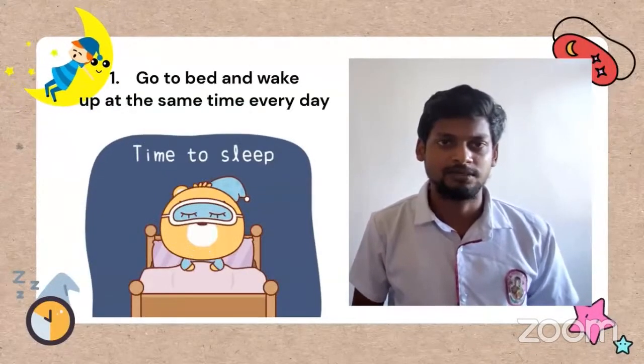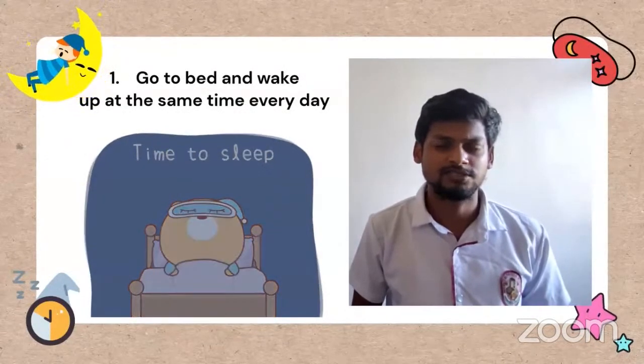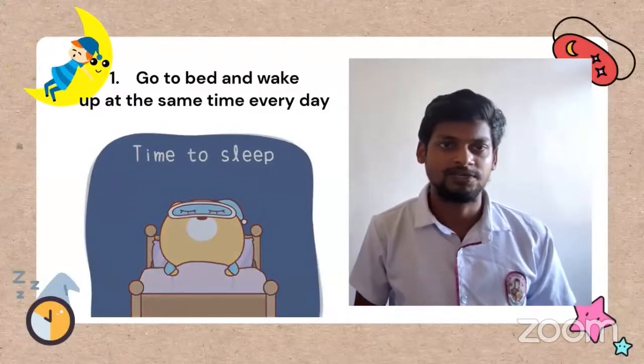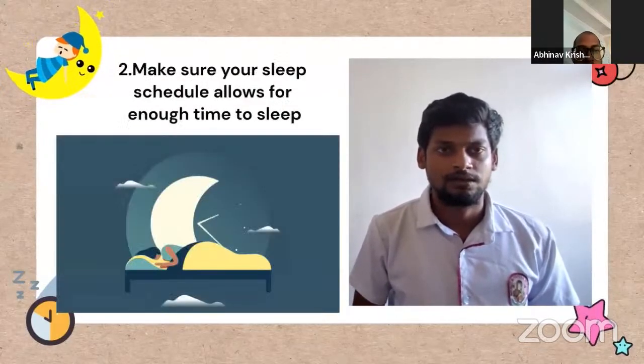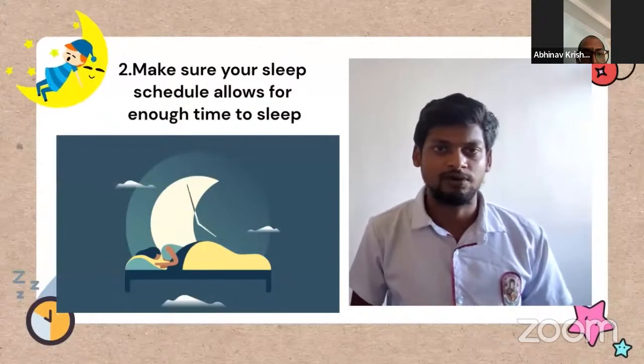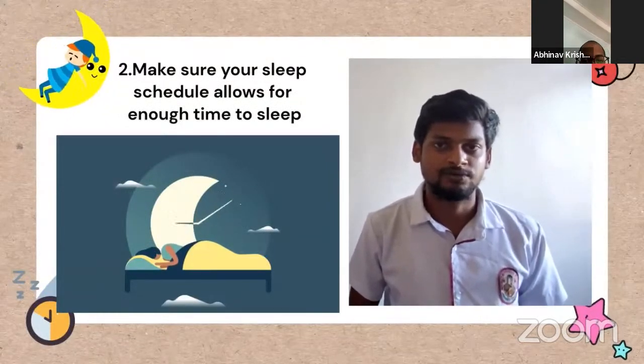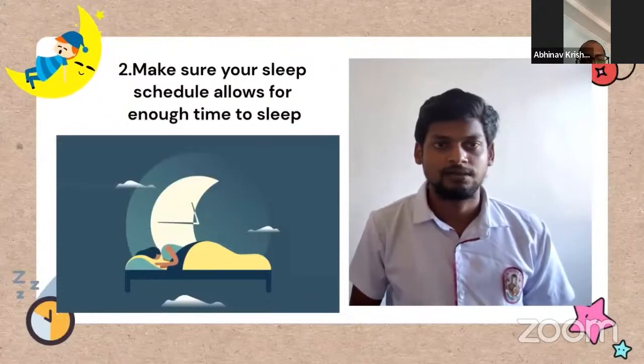Go to bed and wake up at the same time every day. Following a consistent sleep schedule trains your brain to recognize when it's time to sleep and when it's time to wake up. Make sure your sleep schedule allows for enough time to sleep. Adults actually need 7 to 9 hours of sleep per night.